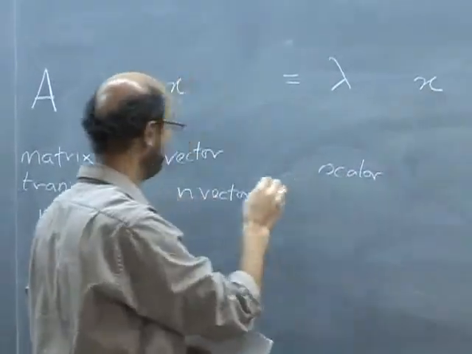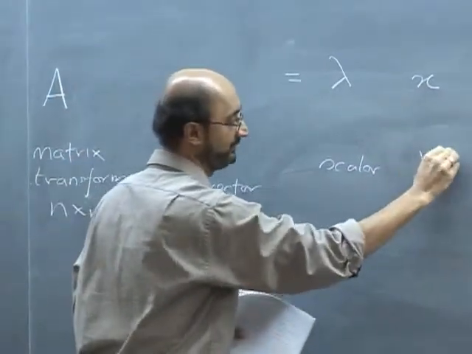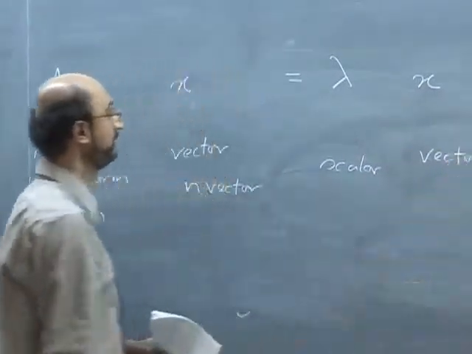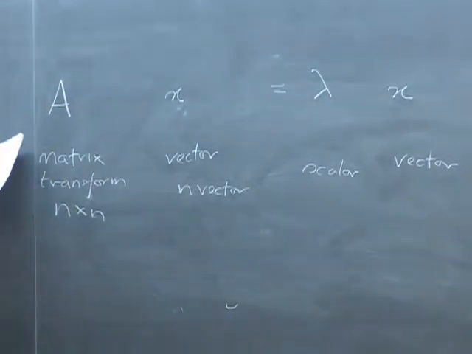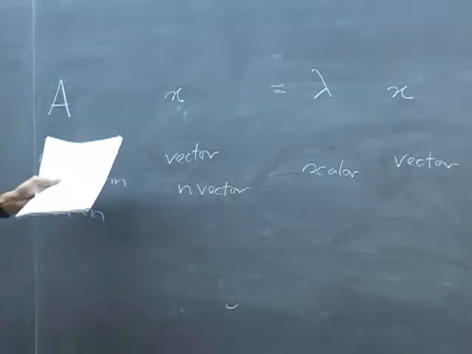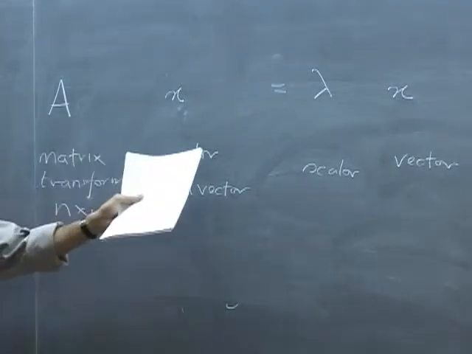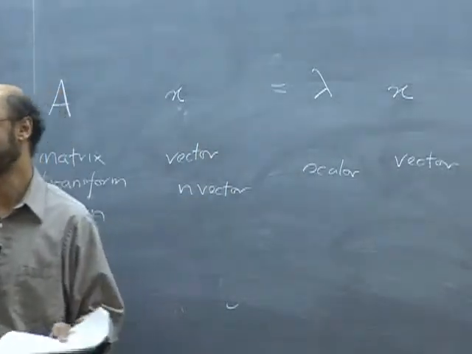And this one is the same vector again. It's a vector, an n vector. So what we're saying is this complicated operation of a matrix applying on a vector can be replaced by just a scalar multiple. That's what we saw earlier.